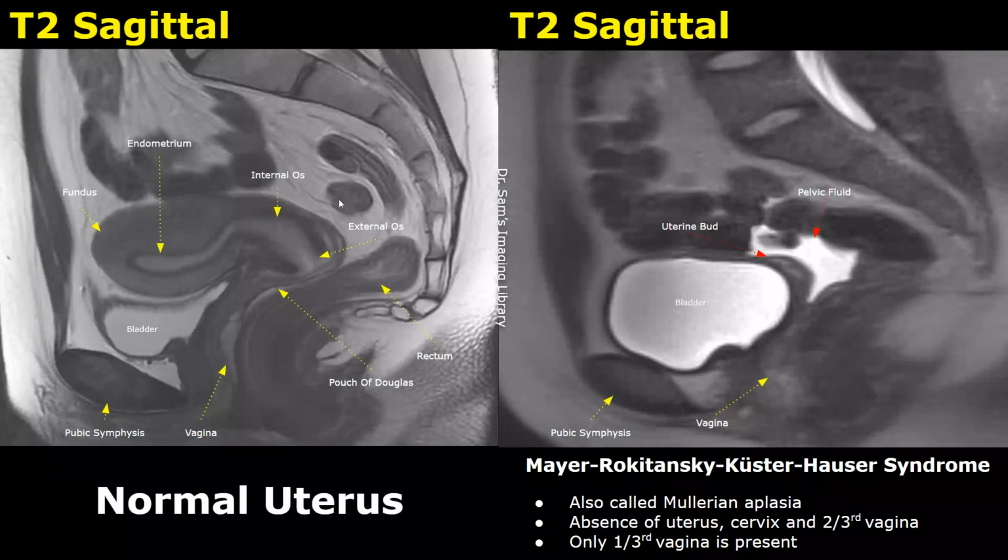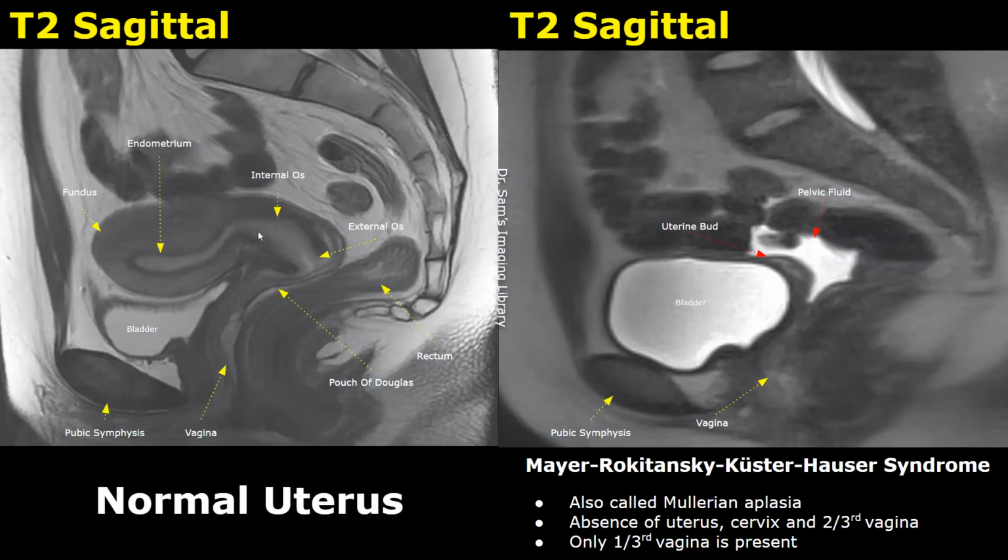This is a T2 sequence of the pelvis and here is the uterus. The uterine cavity is slightly hyperintense, that is, it is slightly brighter, and the myometrium is hypointense with the junctional zone being much darker than the rest of the myometrium.